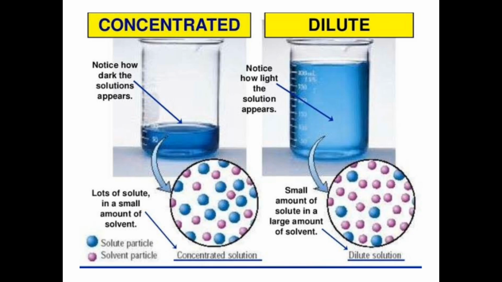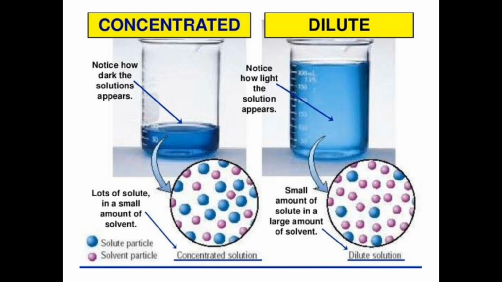So in a typical concentrated solution, the amount of solute is greater than the solvent. In a dilute solution, the amount of solvent is greater than the solute. In a concentrated solution, the solute is usually more, and of course it forms more color. You can see here that the dark solution appears. You have a deep blue solution. Why? Because there is a lot of solute in a small amount of solvent.